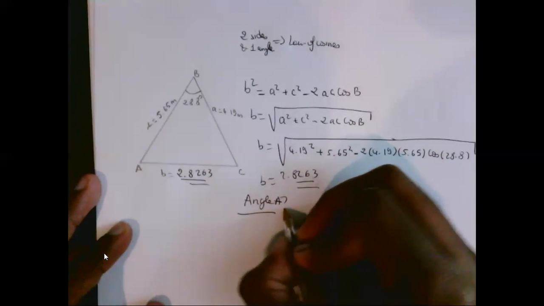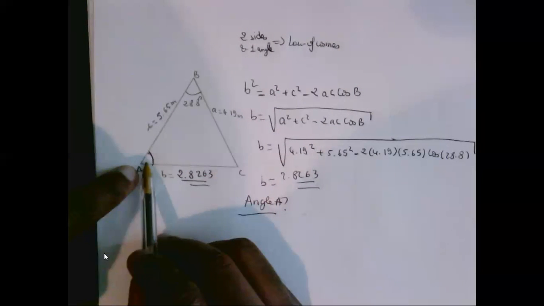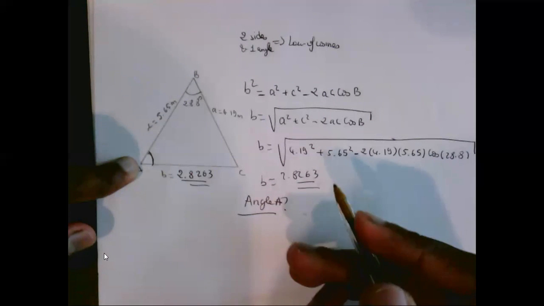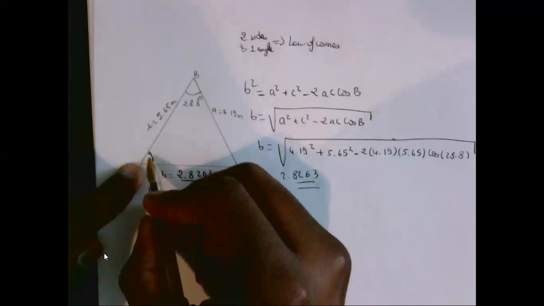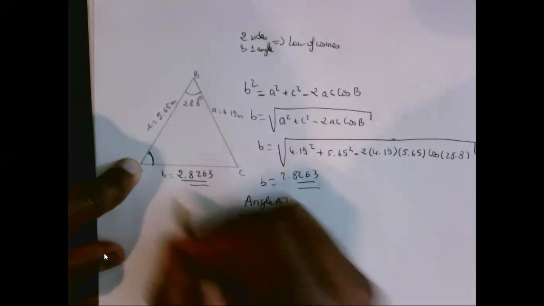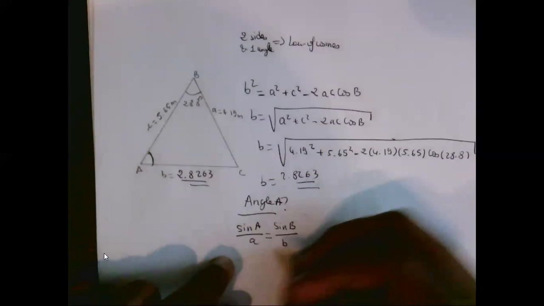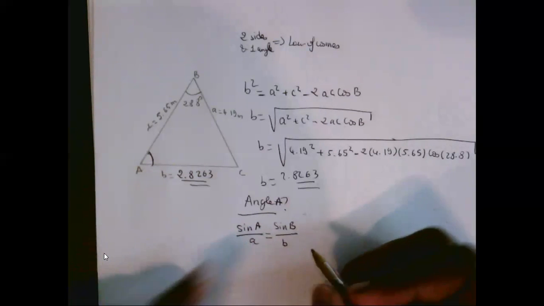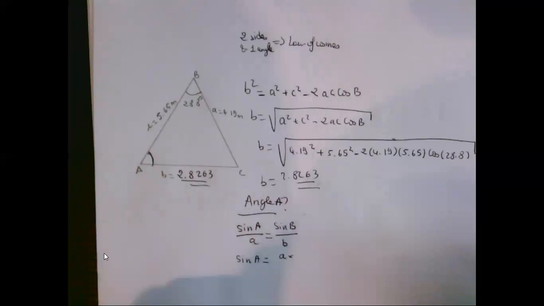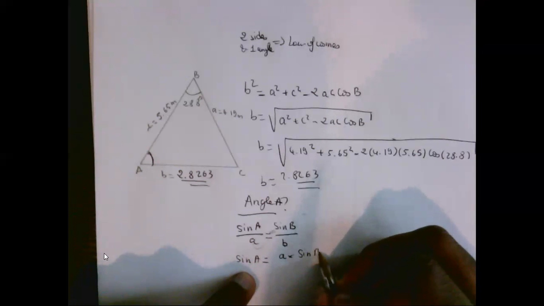Angle A, so this angle in here. What do I notice? I notice that I have the opposite side of it. I have this angle and I have that angle. So it looks like I can use the law of sine. According to the law of sine, sine of A divided by side a is equal to sine of B divided by small b. I know a, I know B, I know small b, so I can find sine of A. Sine of A will be equal to a times sine B divided by b.